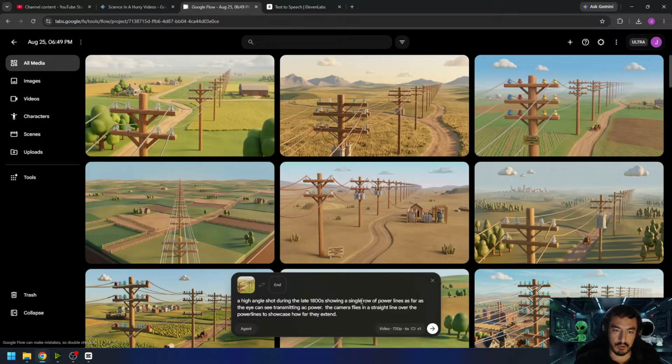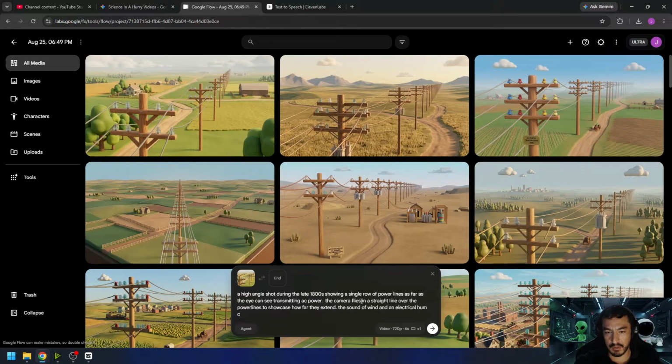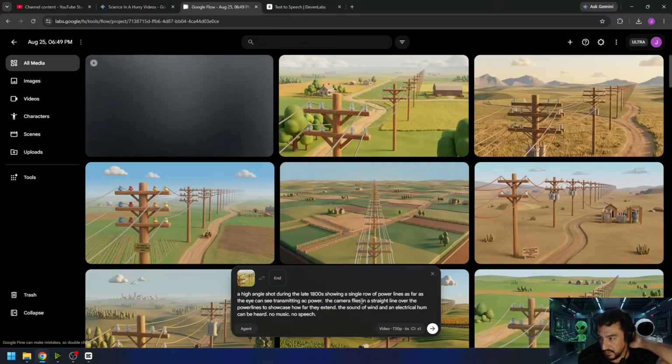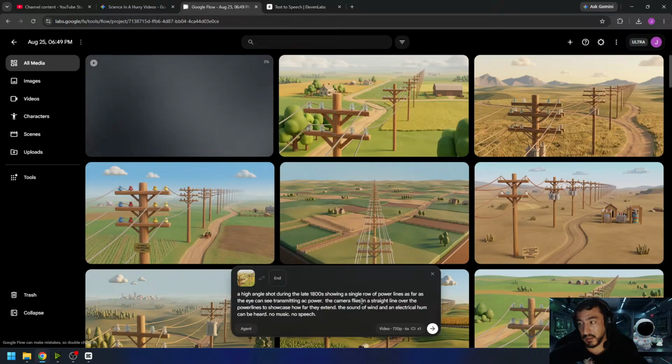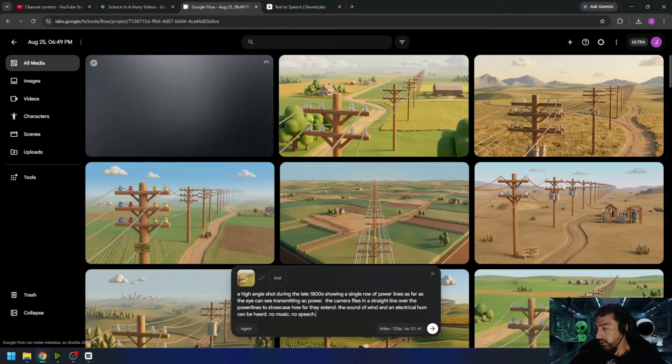Sound here should just be the sound of wind and an electrical hum can be heard. Music, no speech. So yeah, that turned out. And give it a few seconds.